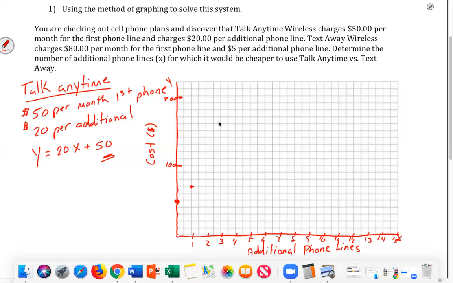Up 20, to the right 1. Up 20, to the right 2. It's going to seem kind of weird, but it makes sense with our graph and our dimensions that we chose. So I'm going to go ahead and connect these dots. So this is my Talk Anytime. Now my Text Away.